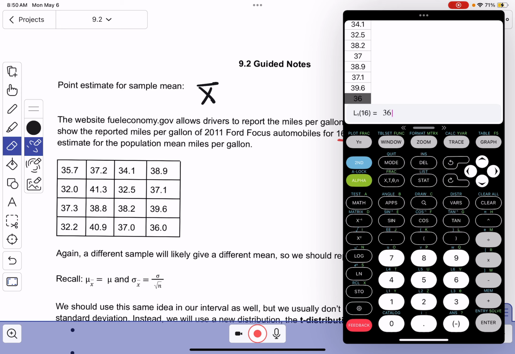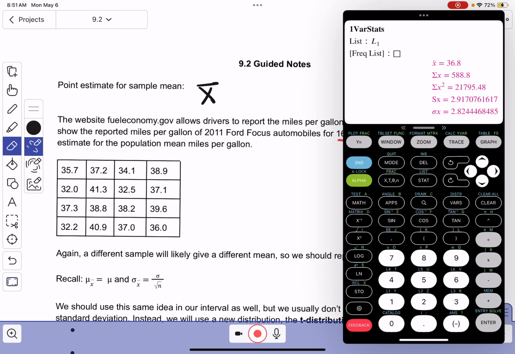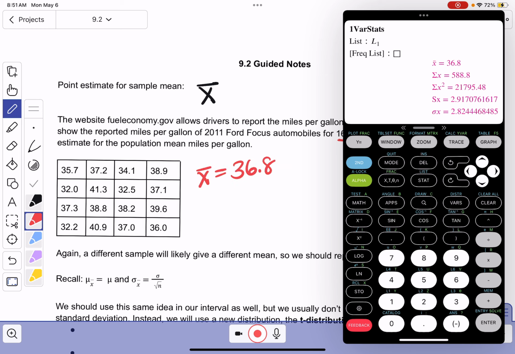And 36. So I'm just going to double check that I entered them right. Okay, and then we do stat, over to calc, one variable stats, making sure your frequency list is blank. And then hit enter. X bar at the top there, that's our point estimate. So for this one, X bar is 36.8. We already know how to do that.